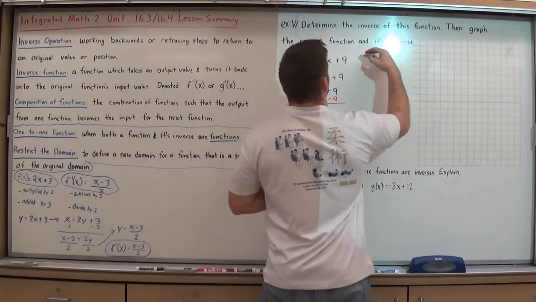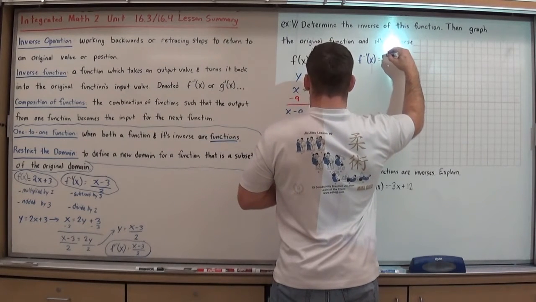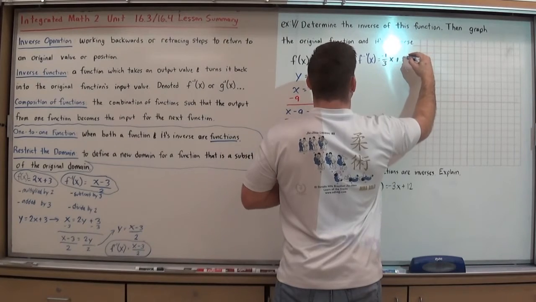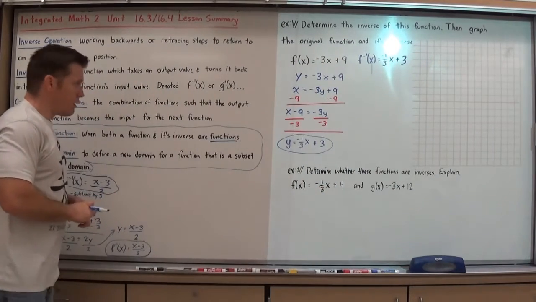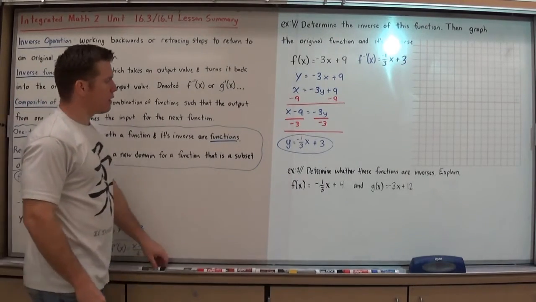So here's my original function. Here is my inverse function. Negative 1/3 x plus 3. Okay, so I found the inverse. Now let's graph it. I'll graph the original function in black.